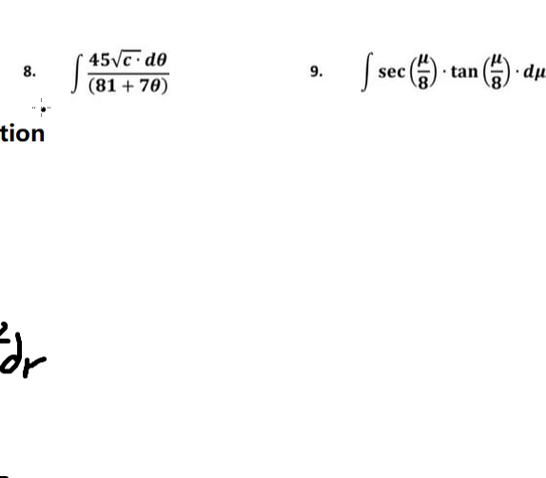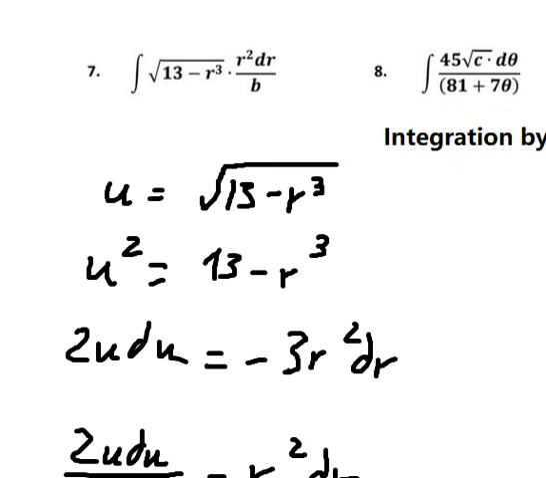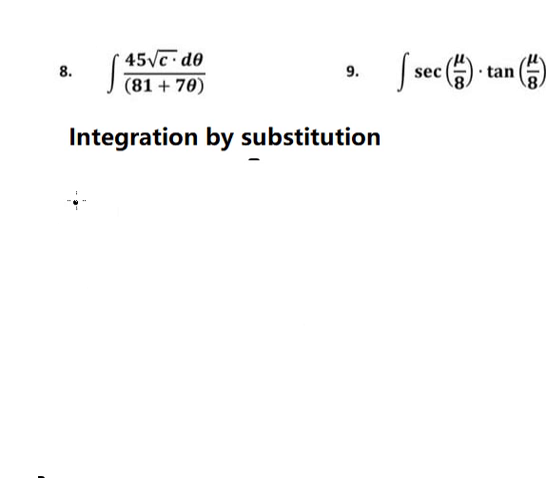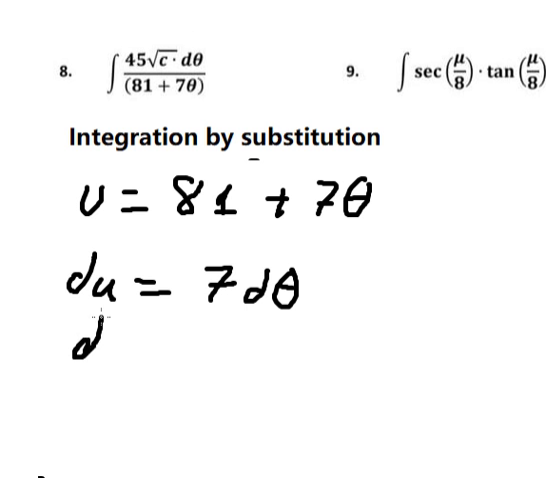Now, let's go to this one. We need to use integration by substitution. So I will put u equals 81 plus 7 theta. If we do first the derivative for both sides, we have 7 d theta. Because we don't have number 7 in here, we need to divide both sides by number 7.